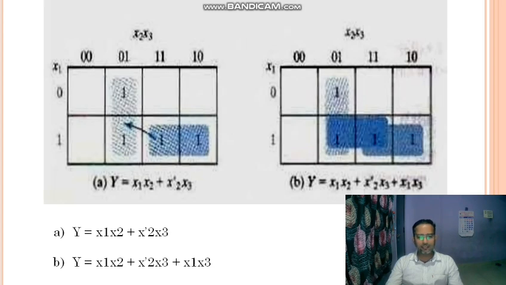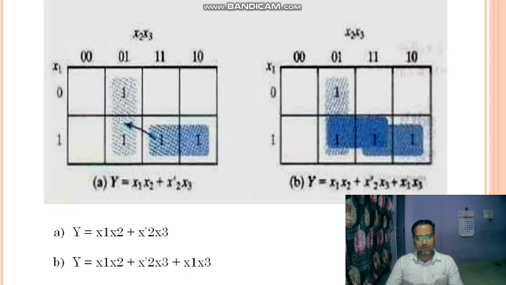The second term is the remaining x2 dash x3. What is x2 dash? X2 dash means the x2 value is 0, and x3 is given as 1. So here we mark the value 1. In this equation we have to mark two values. The same concept is done in the next diagram.